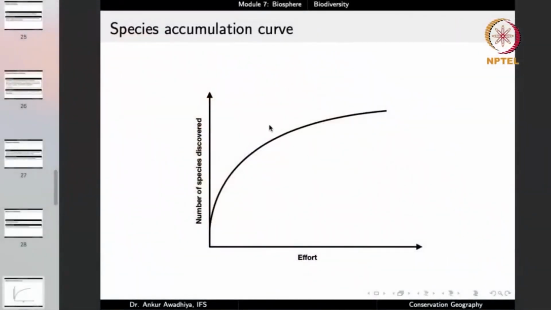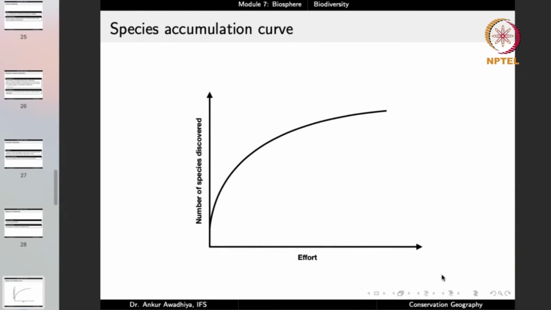So what is happening in this case is the species count is increasing. On the first day you were able to see 20 species, so your species count was 20. On the second day it increased to 22. On the third day it increased to 24. On the next day it probably increased to 25, 26, 27, 28 and so on. But ultimately there will come a stage where you are not finding any more species. So this is what the species accumulation curve talks about.